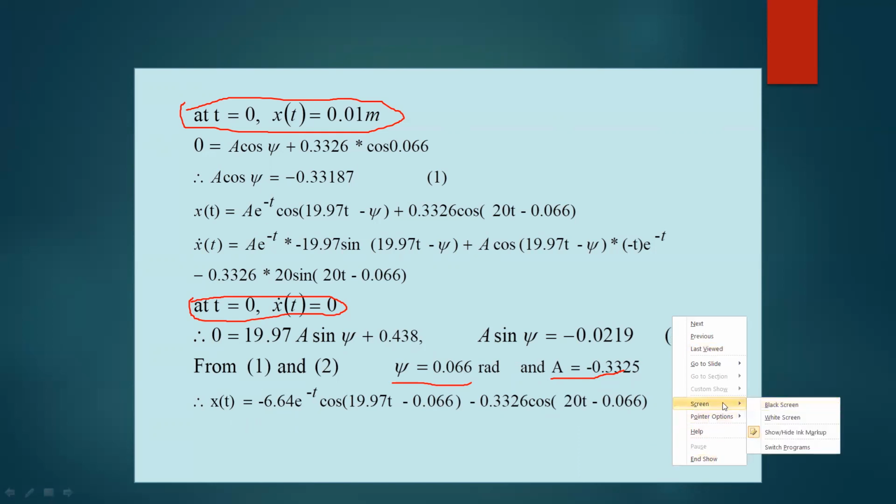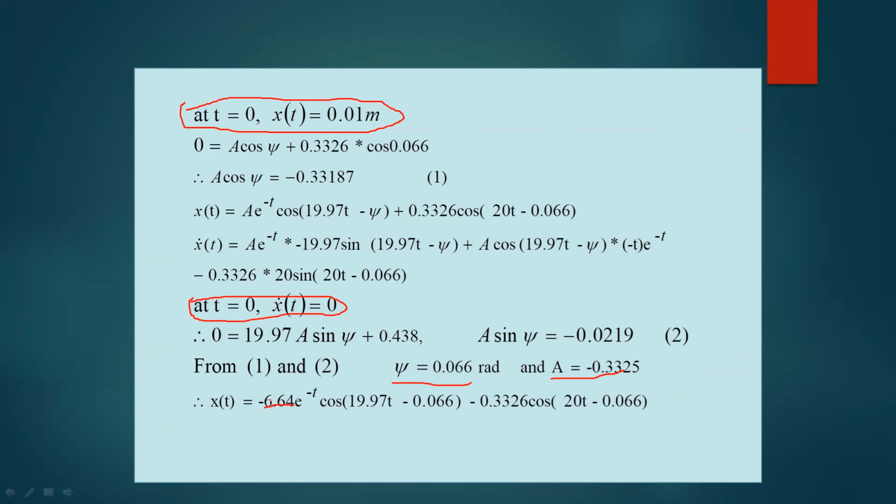This value is not like this. It is just minus 0.3325. It is not minus 6.64. So this is all about today's lecture. If there is any question, I will send you the material. There is no issue for that.